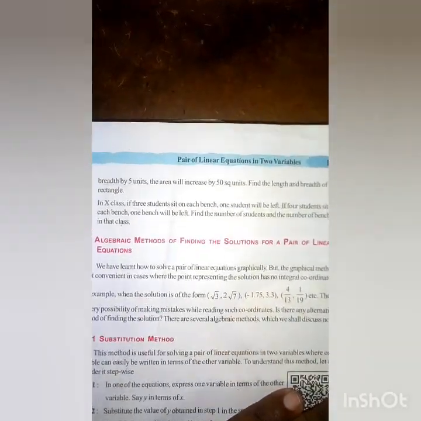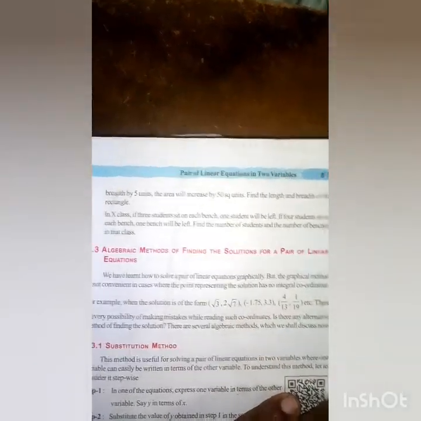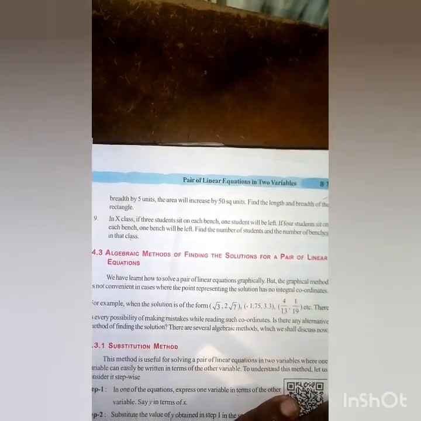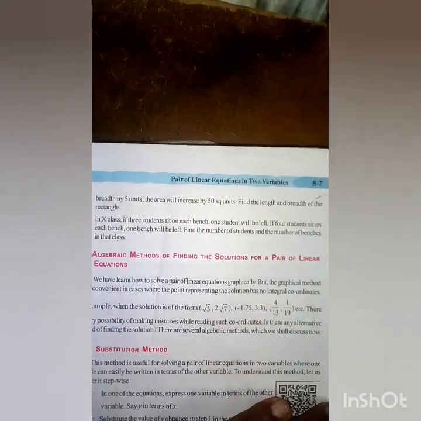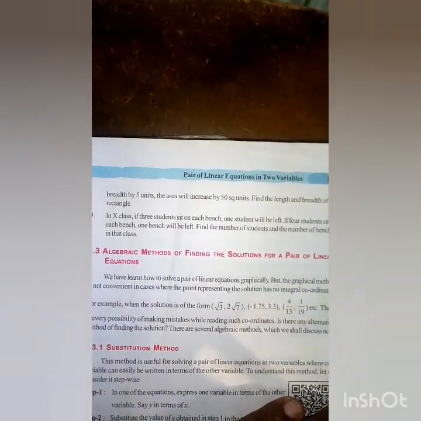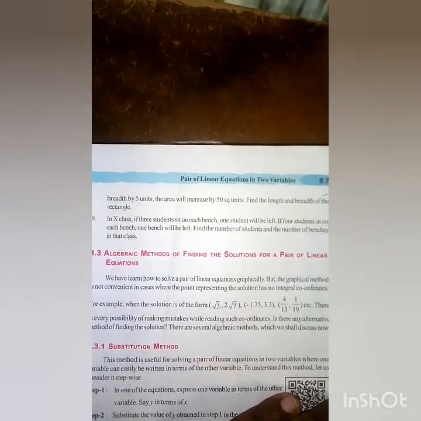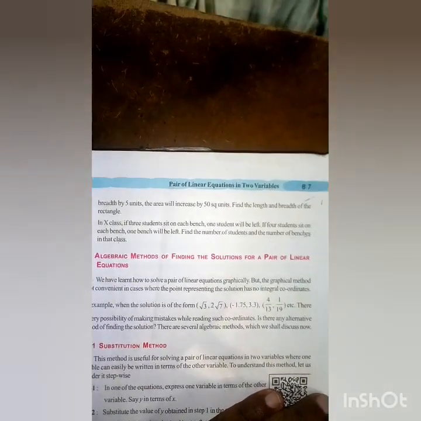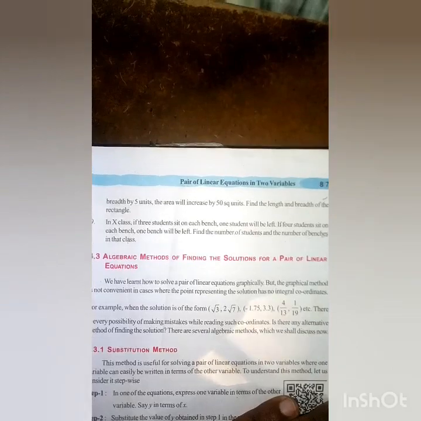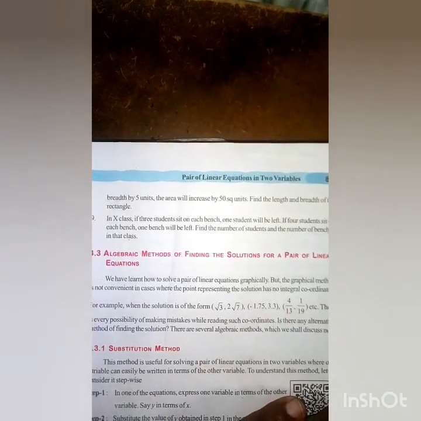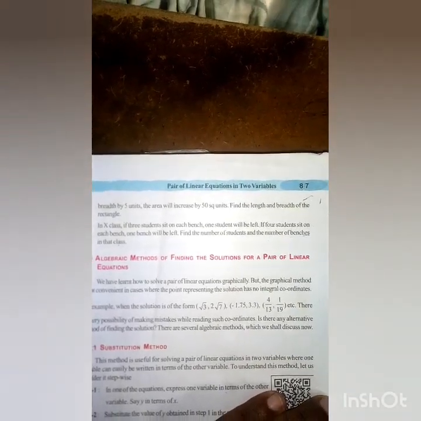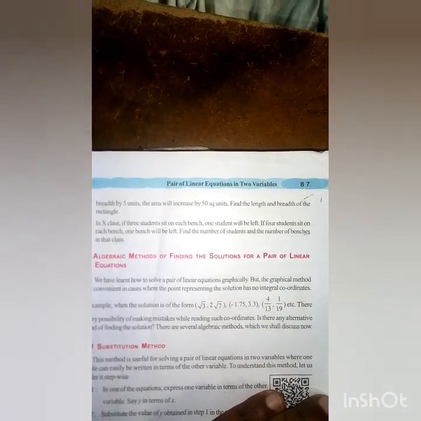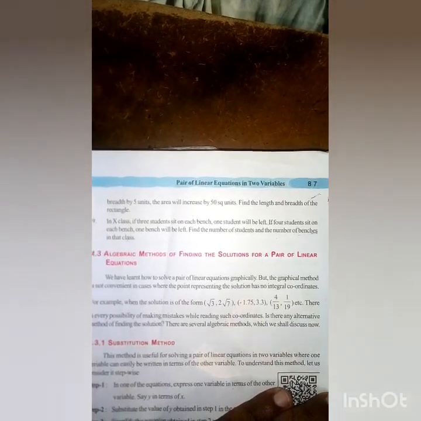Okay students, if you observe this problem, we have a class and some students and some benches are there in that class, but we don't know how many benches and how many students are there in that class. We have to find out how many benches and how many students are there in the class by using the graphical method. Okay, let us assume that the number of students be x students and the number of benches be y benches.